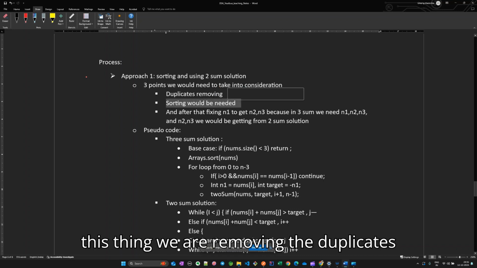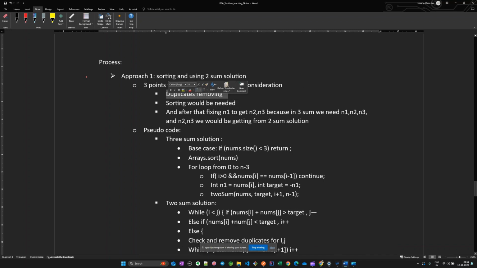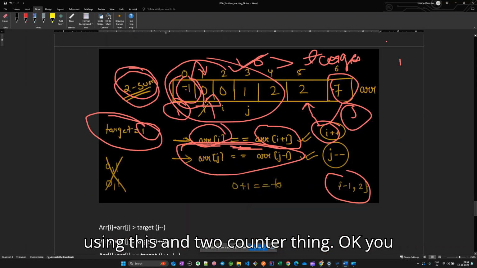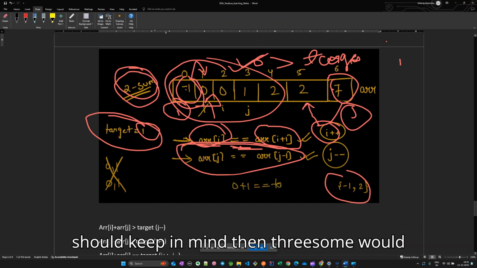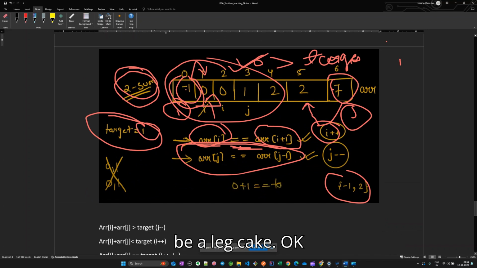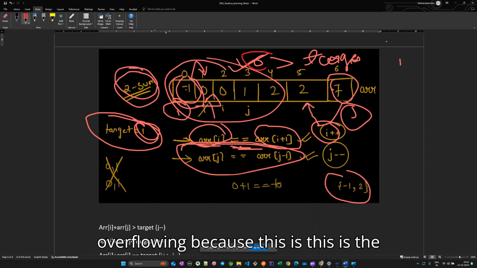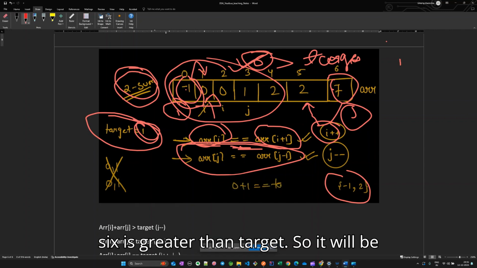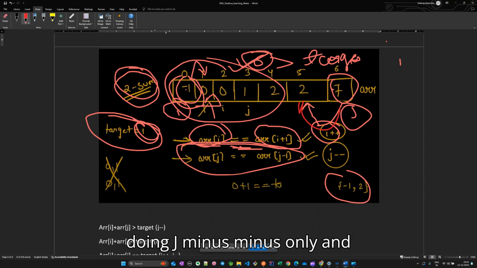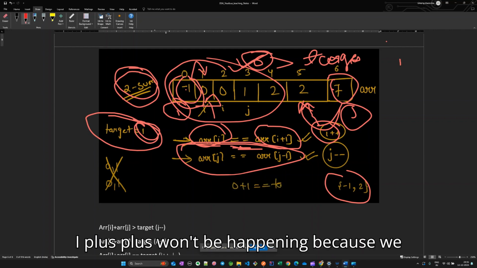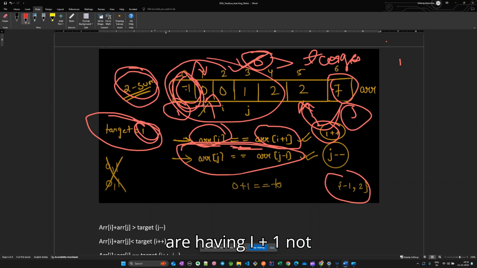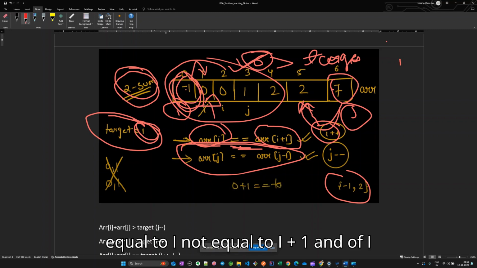Using this, we remove the duplicates with the two pointer approach. You should keep in mind these two things, then three sum would be a cakewalk. So this is not the target, and the number is overflowing because 6 is greater than the target. So we will do j minus minus only, and i plus plus won't happen because array of i is not equal to array of i plus 1. So we would stay here only.